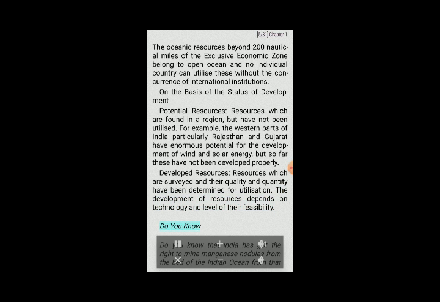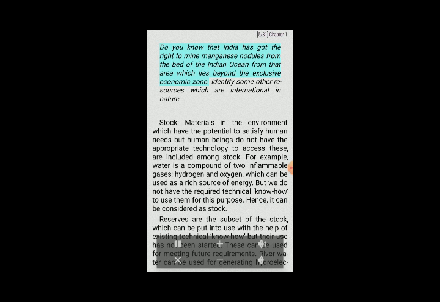Do you know that India has got the right to mine manganese nodules from the bed of the Indian Ocean from that area which lies beyond the exclusive economic zone? Identify some other resources which are international in nature. Stock.